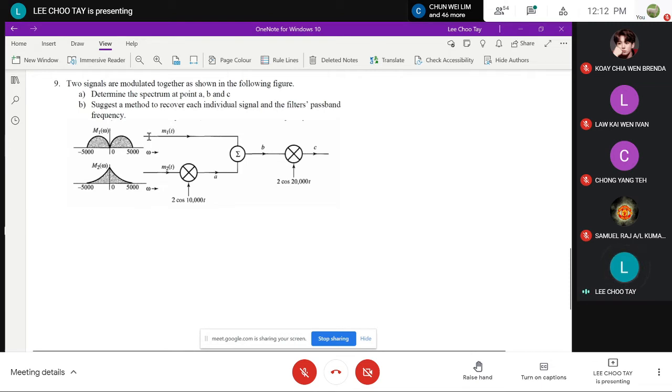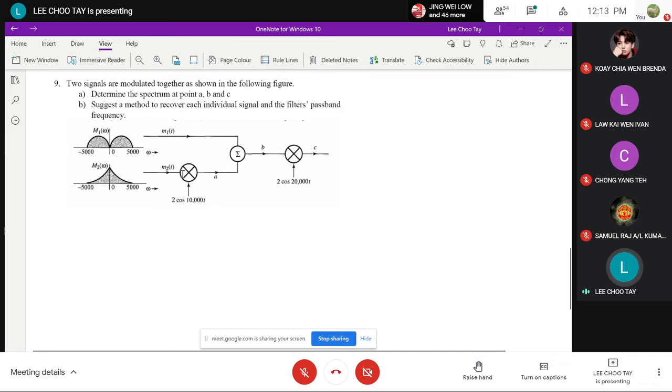If you want to represent a signal in frequency domain, you either write omega or F. In this case, it's omega. In frequency domain, we normally use uppercase; in time domain, we normally use lowercase. So this signal m1(t) in time domain is added to this m2(t) that has been multiplied with the cosine signal.